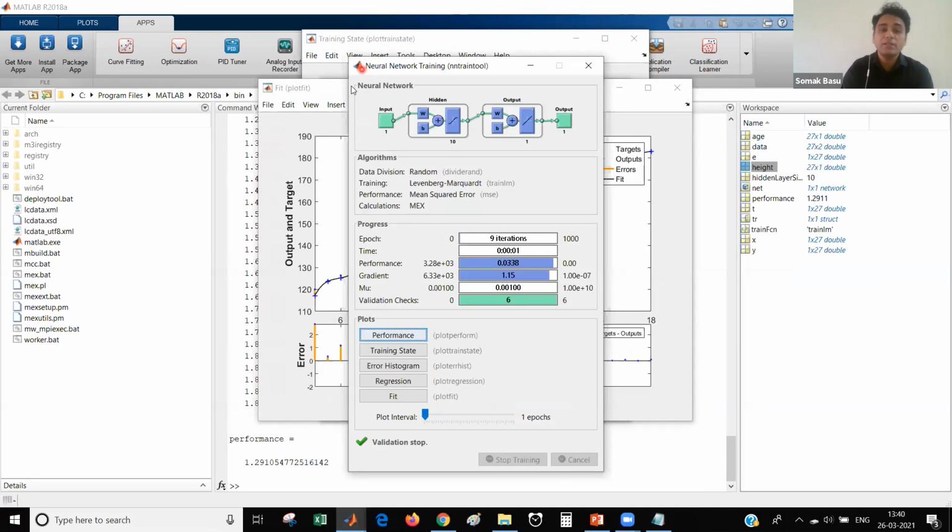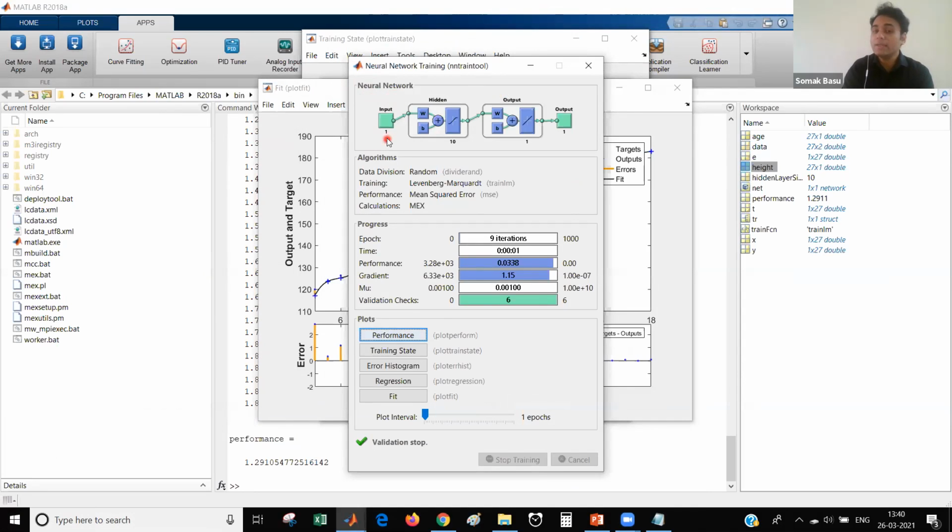So I hope my screen is visible to everybody. Is my screen visible to everybody? Yes, sir. Okay. So let me see what we have done, what we have achieved over here. So this is the neural network that we have created.